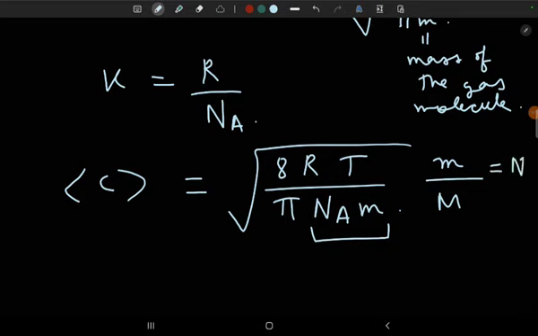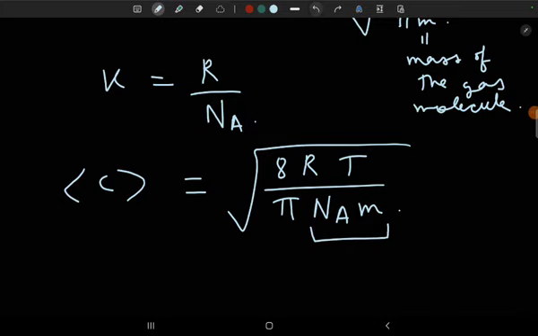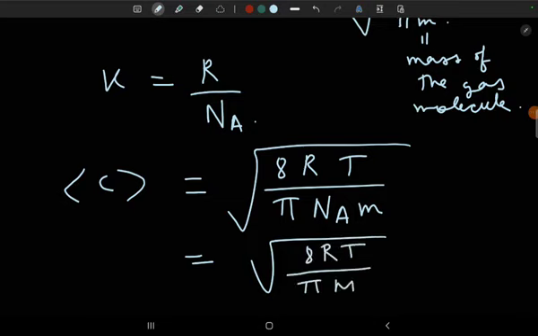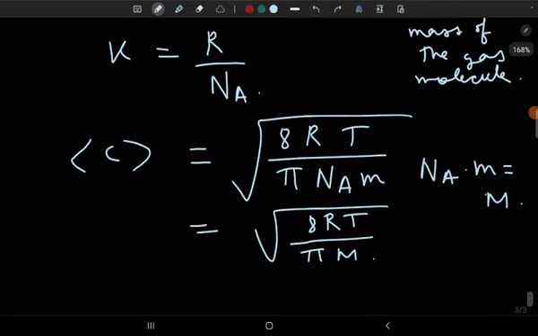the Avogadro number, and we had here the 8 RT upon pi m, and Na times m was actually the molecular mass of the gas, because m was the gram molecular mass of the gas concerned. So this is our formula.